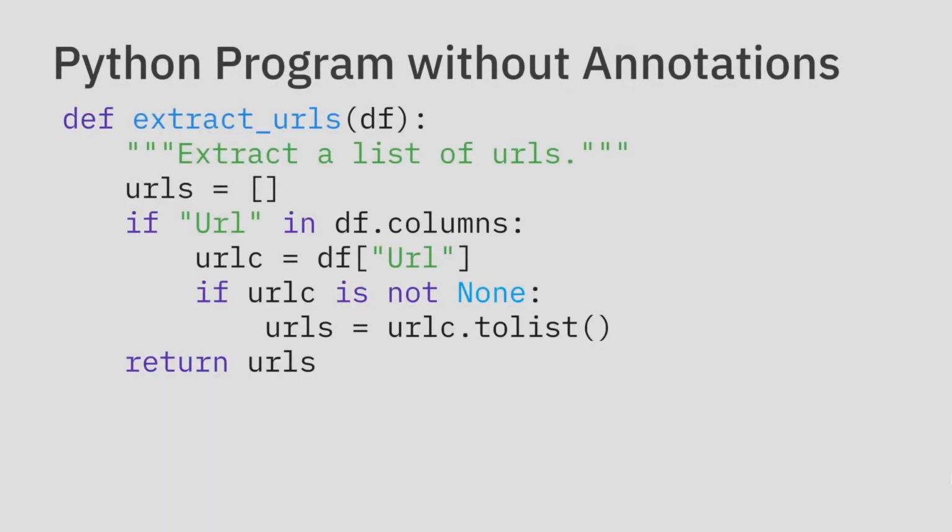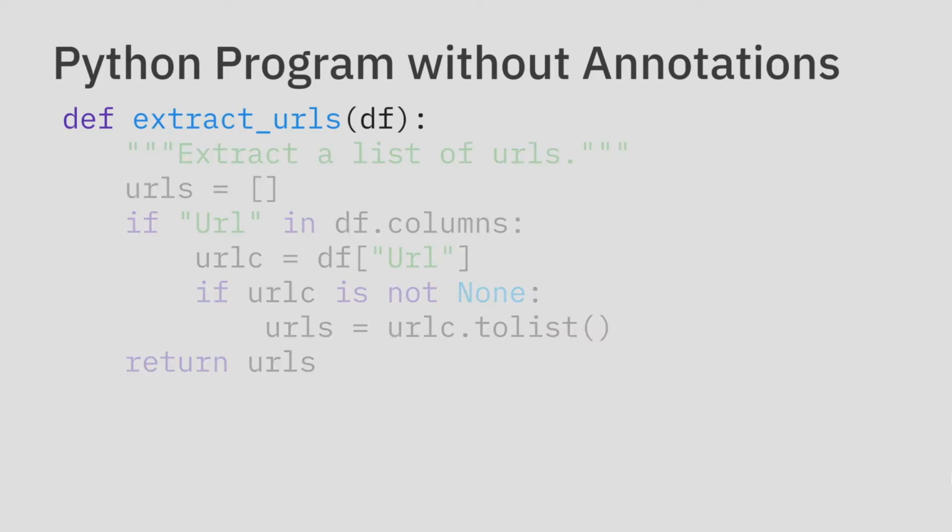Here is an example of a Python function that does not have any type annotations. You have probably seen many functions like this when you are reading online tutorials. This one is called extract URLs, and it extracts all of the URLs from a column of a variable called df. Let's walk through each line of this function.